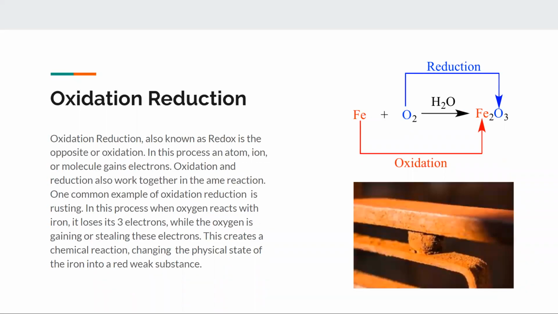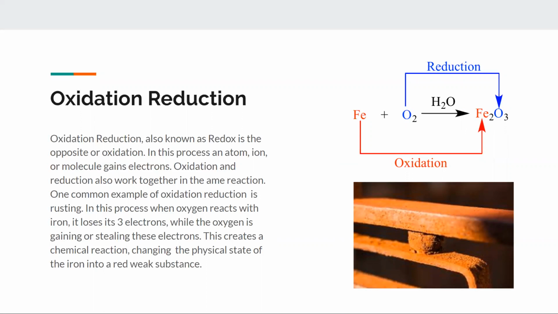So let's talk more about redox, also known as oxidation reduction. This process is the opposite of oxidation. In this process, an atom, ion, or molecule gains electrons. Oxidation and reduction also work together in the same reaction. One common example of oxidation reduction is rusting.